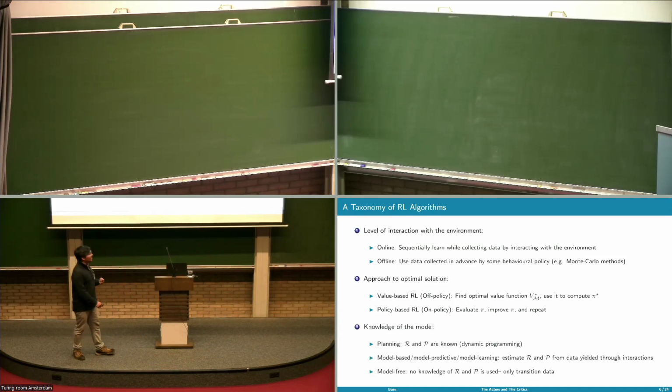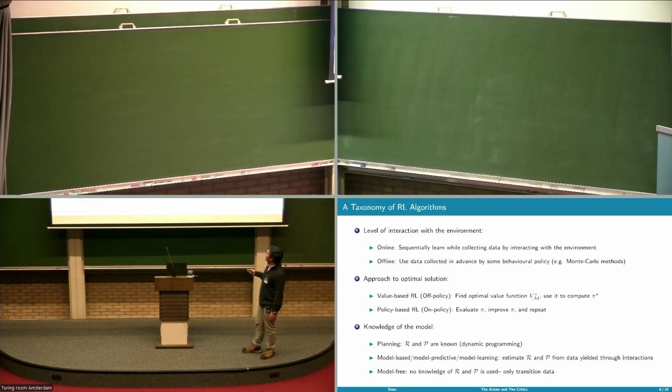And finally, the knowledge of the model. What do you assume you know about the environment when you are trying to find the policy? First, as we have seen in planning, if you want to really do dynamic programming, you assume the reward functions and the transition functions are known. And then on top of that, you want to find the optimal policy, you want to plan well. But in reality, obviously, you don't know these reward and transition functions beforehand.